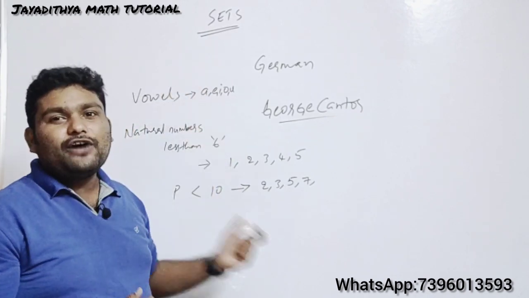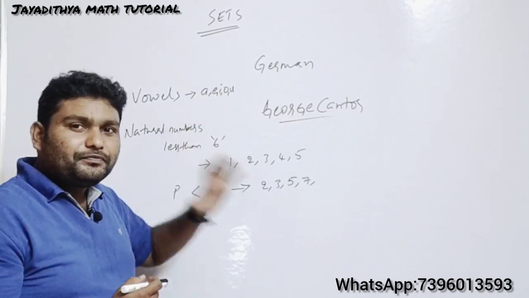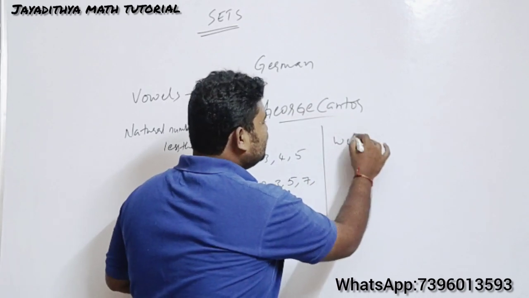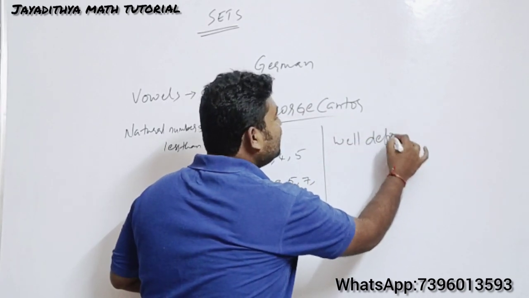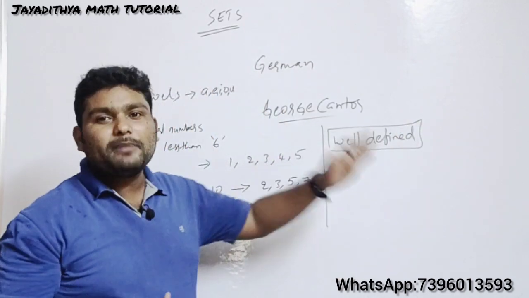So these are the collections, known as well defined collections. This word is very, very important. What do you mean by well defined?